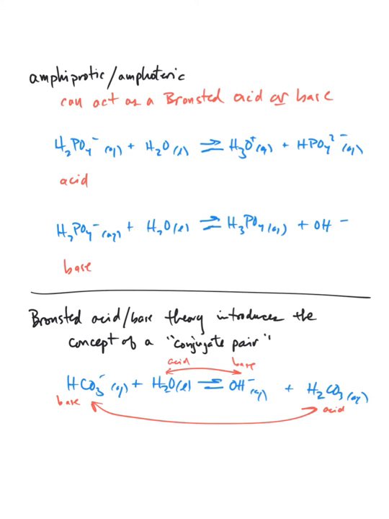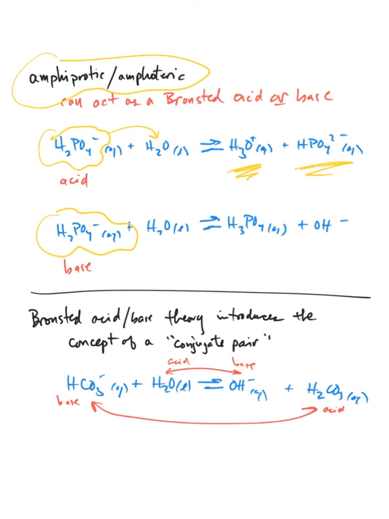Finally, I'm not sure what word your textbook uses. My textbook uses the word amphiprotic, but I've also read books that say amphoteric. Those are species that can act as an acid or a base. You have to look carefully at the reaction. Here's H2PO4- acting as an acid. It's giving up a proton to water to make a hydronium ion and hydrogen phosphate, HPO4 2-. This same molecule, H2PO4-, is taking a proton to make H3PO4 and a hydroxide ion. So that's called amphiprotic or amphoteric.